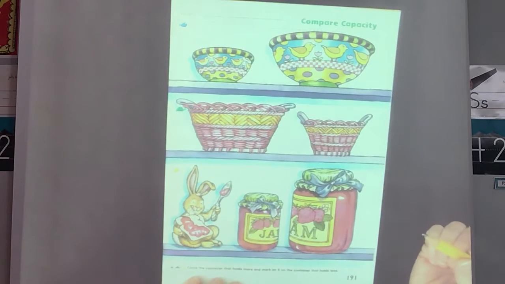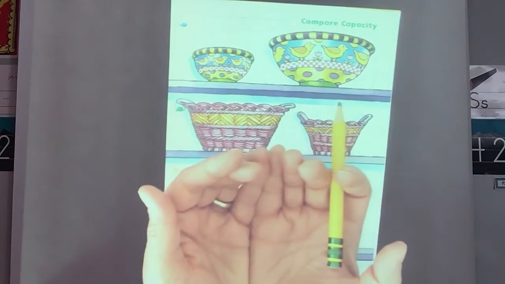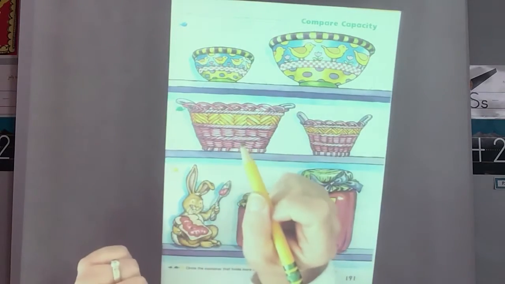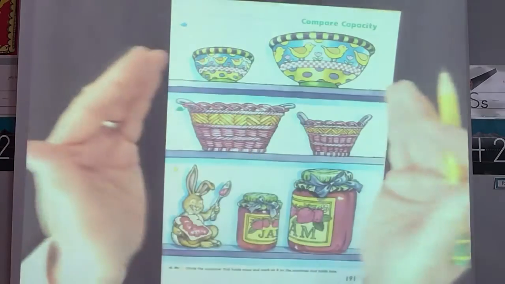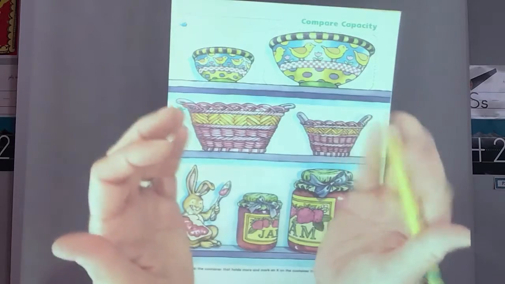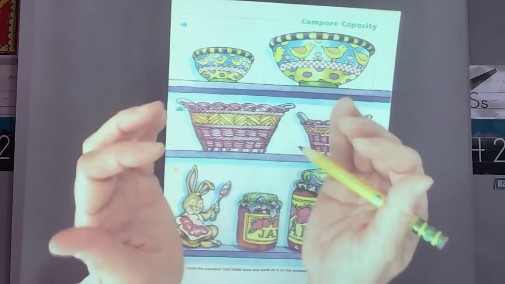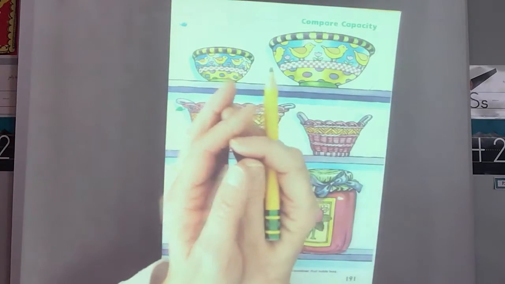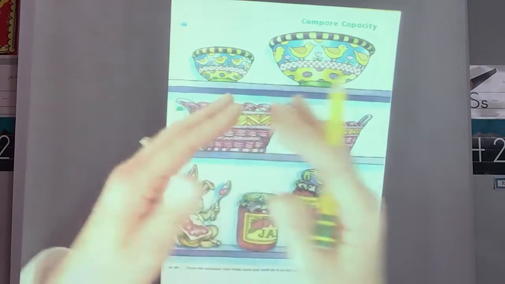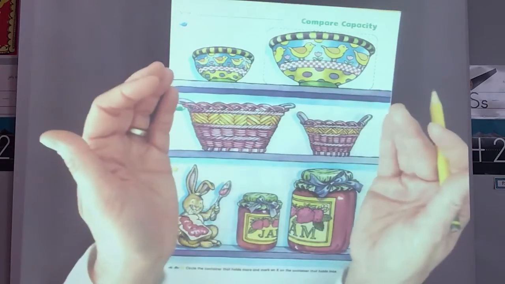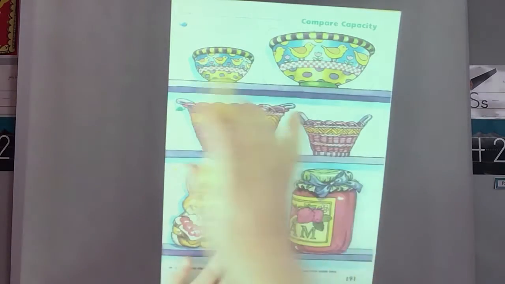So capacity is how much something could hold. If you have a smaller capacity, it won't hold as much. If you have a larger capacity, it holds more. It has a bigger ability to hold more things. For instance, if I had a small box, I can only hold one donut. Whereas if Mrs. Duffield had a big box with a big capacity, I could have lots of donuts in there. Yummy, yummy, yummy, yummy.